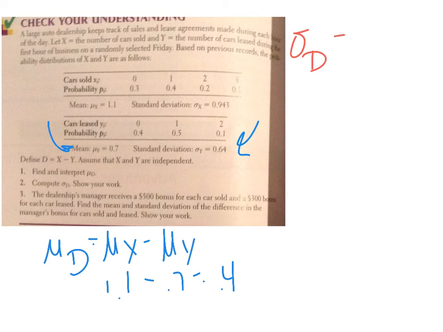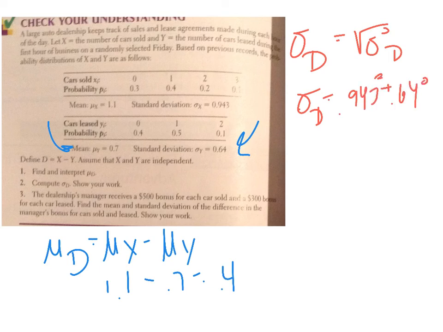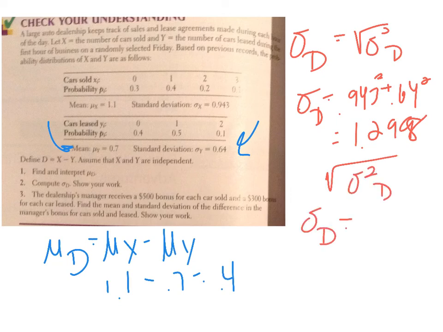So my standard deviation is the square root of the variance. My variance of D is 0.943 squared plus 0.64 squared, which gives me 1.2998. When I take the square root of the variance of D, I get the standard deviation of D, which is 1.14.